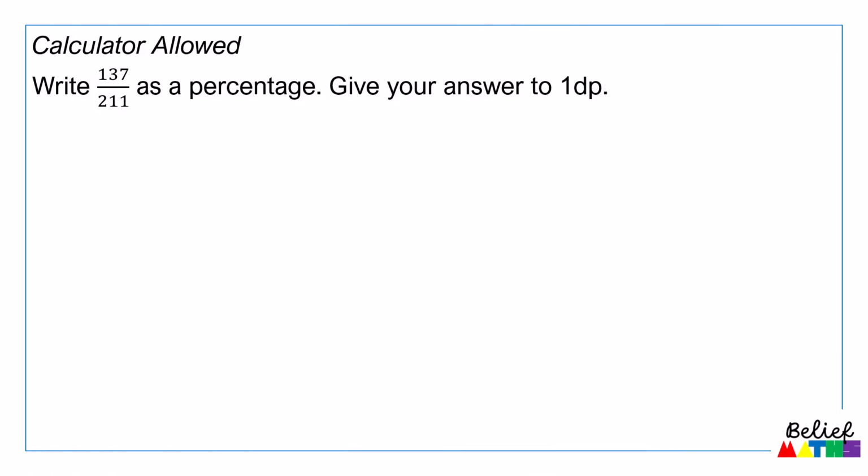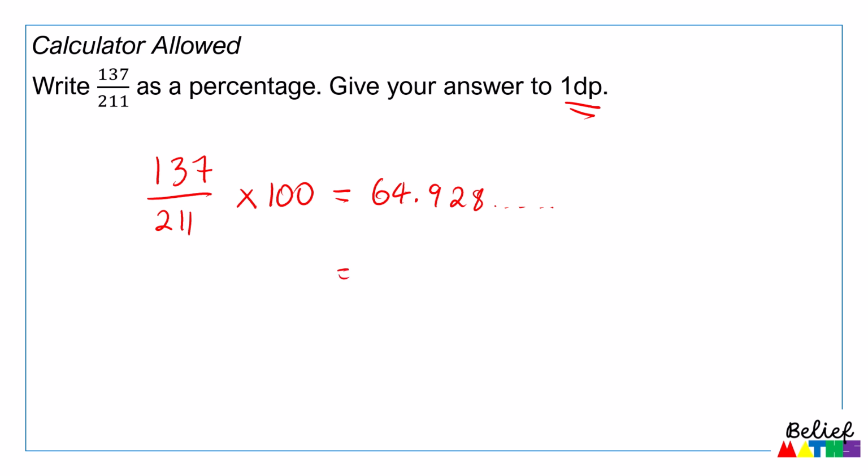Now if you're allowed to use a calculator, this is a little bit easier, but we're going to use a slightly different method. Okay, again, percent means out of 100. So all we're going to do is take the fraction that we're given, 137 over 211, and multiply that by 100. That's all we need to do. And you put that into your calculator, that gives you 64.928, and that continues on. It asks us to give our answer to one decimal place, so that gives us 64.9%. So again, if you're converting a fraction to a percentage on a calculator paper, multiply it by 100 and round your answer as required.